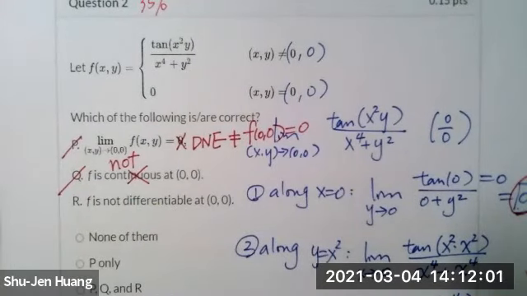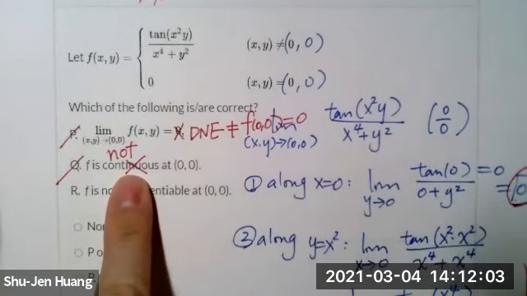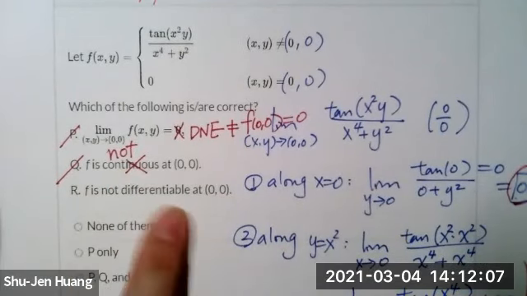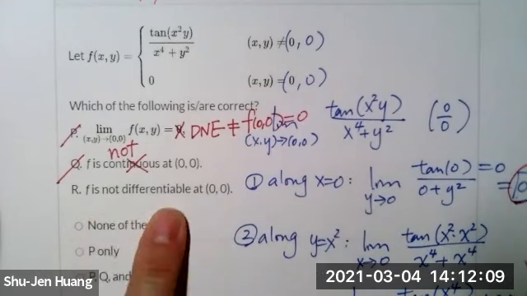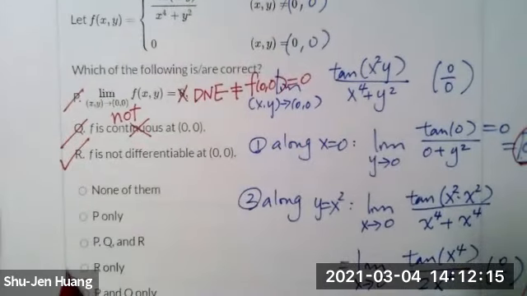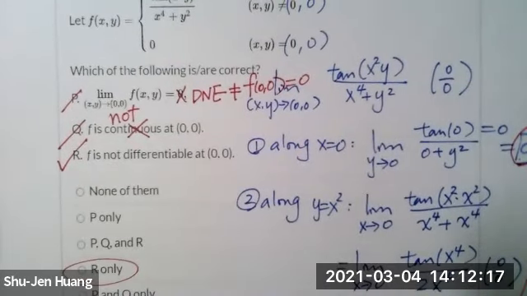F is not continuous. So if the function is not continuous, then how can we say about the differentiability? If the function's not continuous, then it's not differentiable. Yeah, so R is correct here. So only R is correct. Okay, only R is correct here.